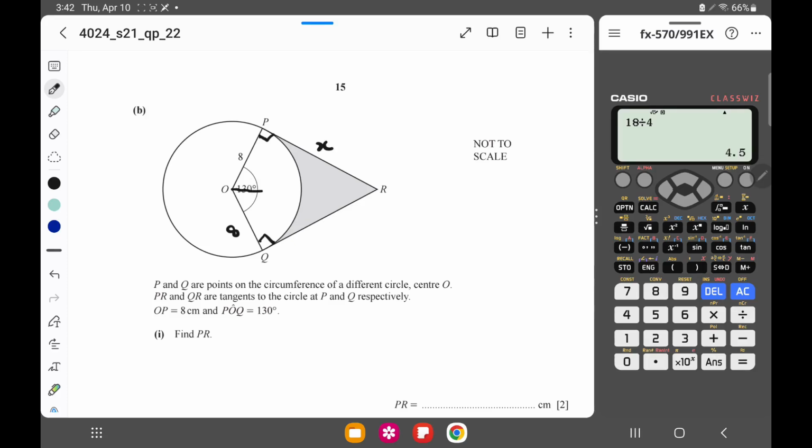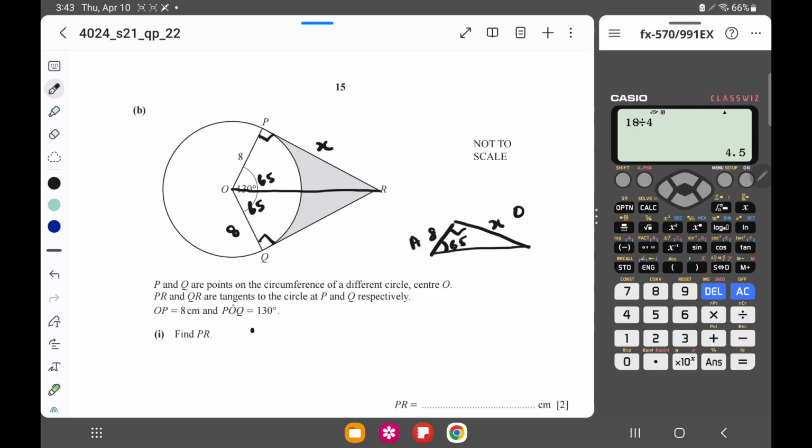If I draw a line in between, I'll get a right angle triangle, and the half of 130, you know, is equal to 65. So there is a 65 degree angle here in between. Just take one of the triangles because they are congruent triangles. Here 8 is the adjacent side and this is the opposite side, so we apply tan.